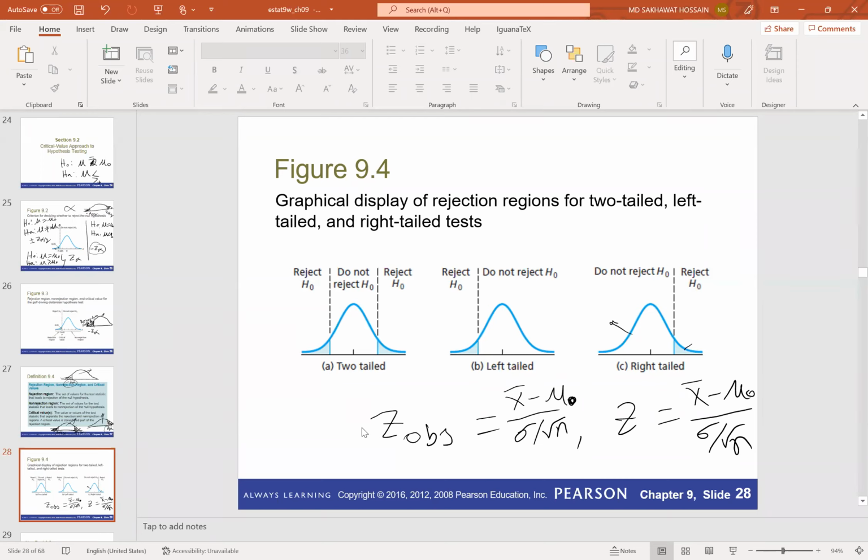So we calculate the test statistic using the data we collected, and we have the rejection region. Now we will see where this Z score falls. If it falls in this region or in this region, then we'll reject the null hypothesis. If our test statistic for a left tail test is in this region, then we'll reject the null hypothesis. And for a right tail test, if our test statistic is in this region, we'll reject the null hypothesis.